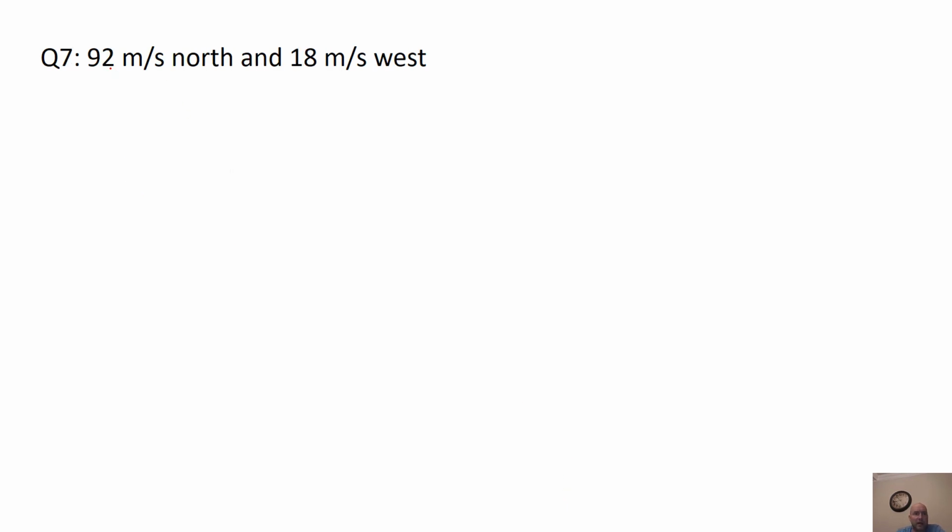Okay, 92 meters per second north and 18 meters per second west. We'll go ahead and just follow the first direction. North first, 92 meters per second, then west, 18 meters per second. Start to finish, draw the angle right here after you draw the resultant, start to finish. So back to the beginning to the end, angle there.